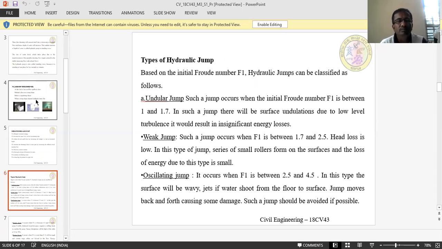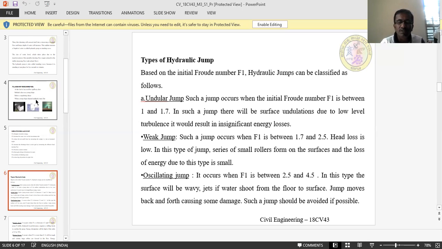Types of hydraulic jump. Based on the initial Froude number F1, hydraulic jumps can be classified as follows. Undular jump: such a jump occurs when the initial Froude number F1, before the hydraulic jump, is between 1 and 1.7. In such a jump, there will be surface undulations due to low level turbulence. It would result in insignificant energy loss. So if the value of F1 is 1 to 1.7, the particular jump is termed an undular jump.